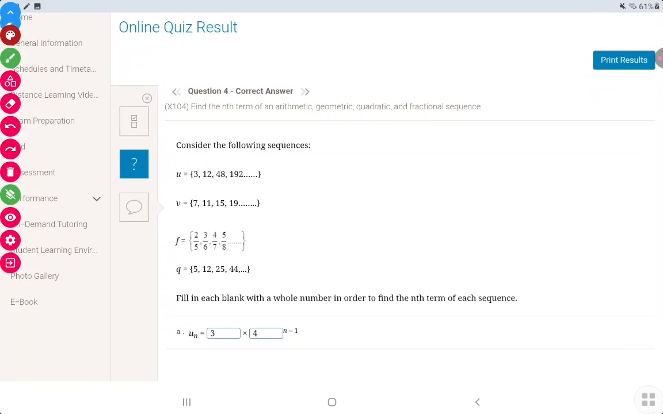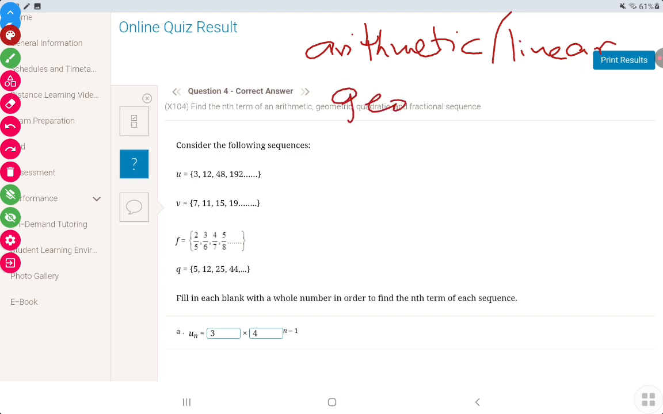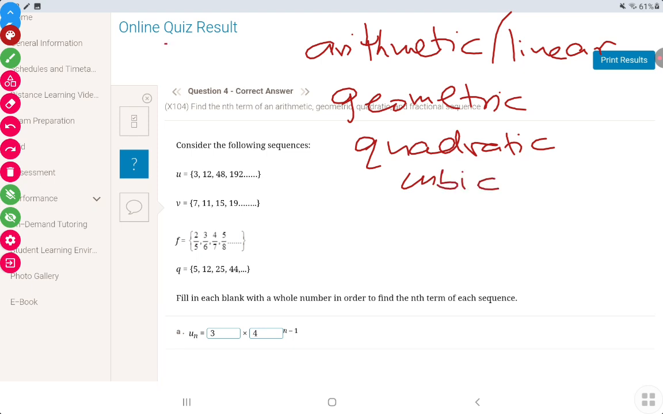Okay, we have like 4 sequences here. A sequence is just like a list of numbers, okay? A sequence can be arithmetic / linear. I'll tell you why I'm putting them in the same group now. Or geometric, or quadratic, or cubic, okay?